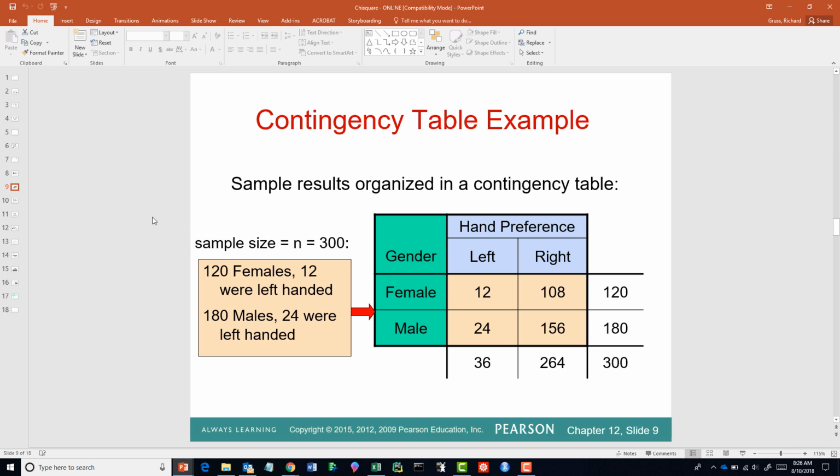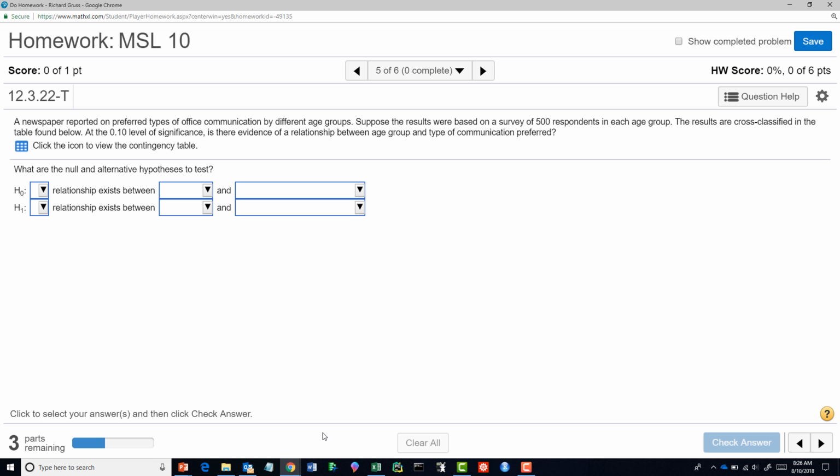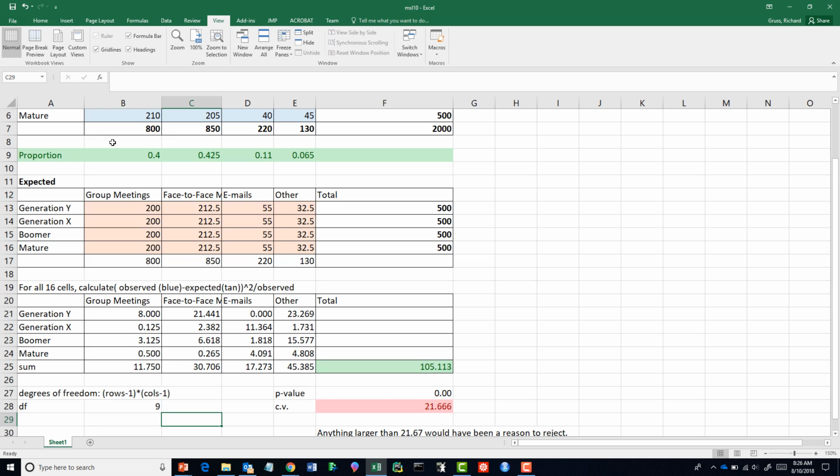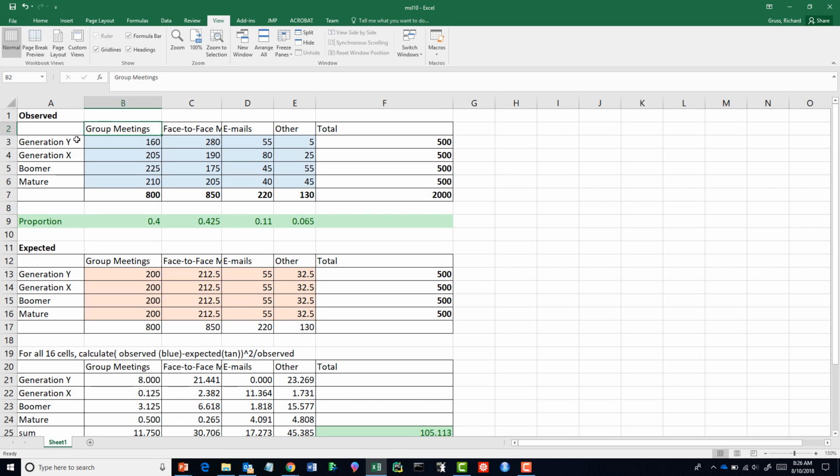Okay, so let's go ahead and take a look at the actual problem then. So I've clicked on there and I've downloaded the data and I pasted it into Excel. And this Excel sheet is also available to you, so you can use it for reference. So what they had here were the 4 different generations in this column, and their stated preference for group meetings, face-to-face meetings, emails, and other. Okay, so what we're given is that these were the observed frequencies. So really the only thing that came down in the download is just this data here.